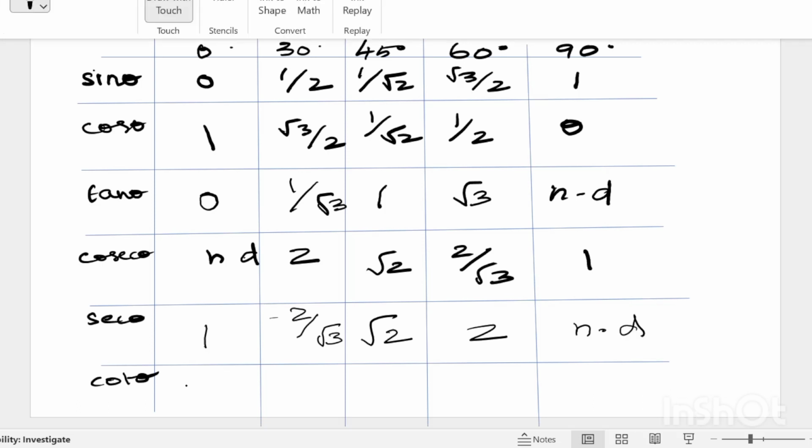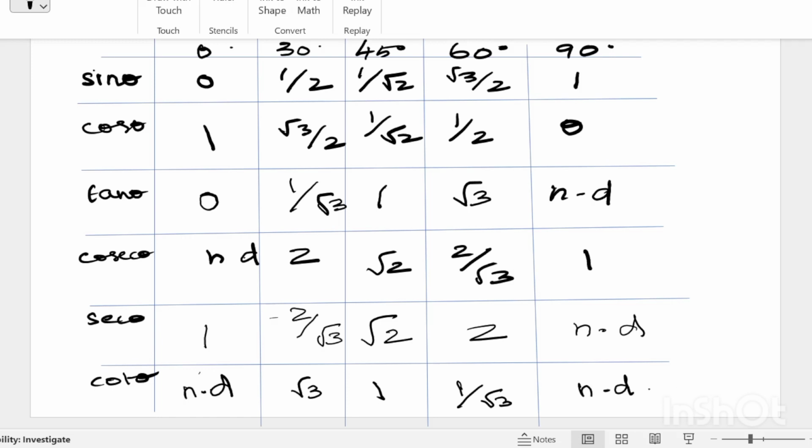Coming to cot theta. What is the reciprocal of cot theta? The reciprocal of cot theta is tan theta, right? So cot 0 is the reciprocal of tan 0. What is the reciprocal of 0? It's 1 by 0, right? 1 by 0 is not defined. Similarly, for cot 30, it will be root 3. Then 1, then 1 by root 3, and it's also not defined.